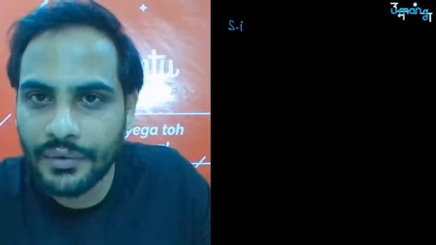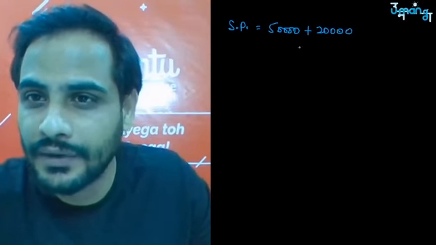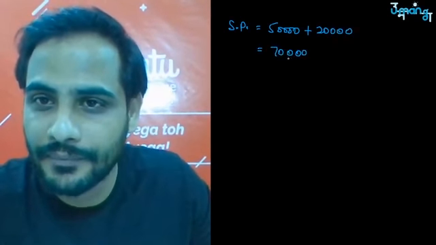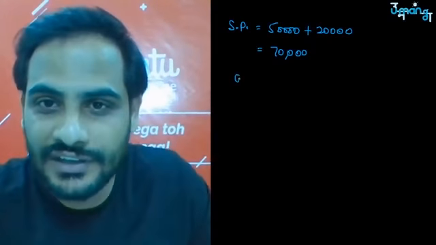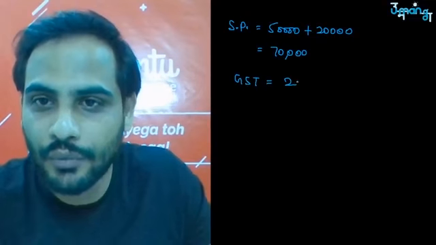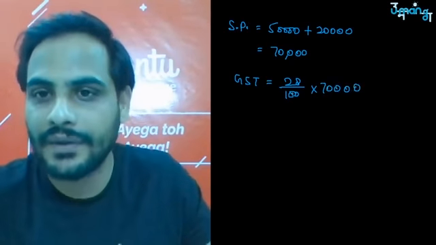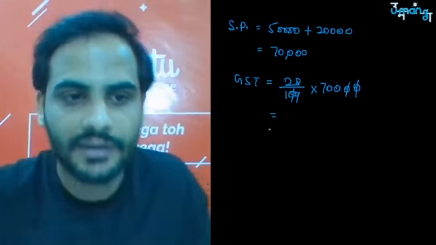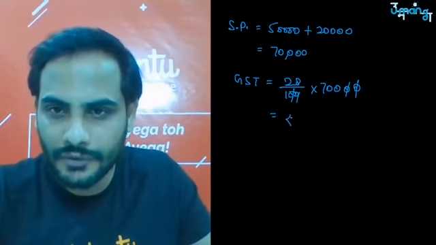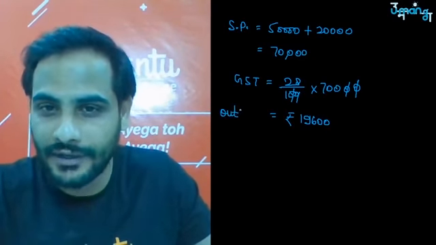Correct? So I can say now that the selling price will be cost price plus profit, that is 50,000 plus 20,000. So you are getting at the end 70,000. So that is your selling price. Now calculate the tax. So GST on this price will be equal to 28 percentage of 70,000. So this to this got cancelled, this to this got cancelled. So you are left with 28 into 700. So you'll be getting rupees 19,600.